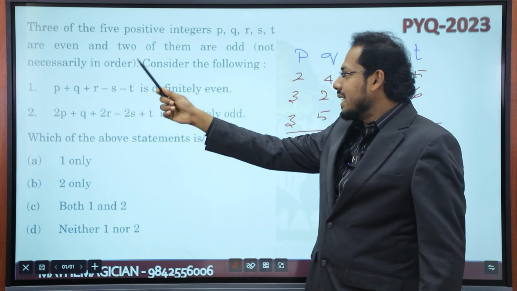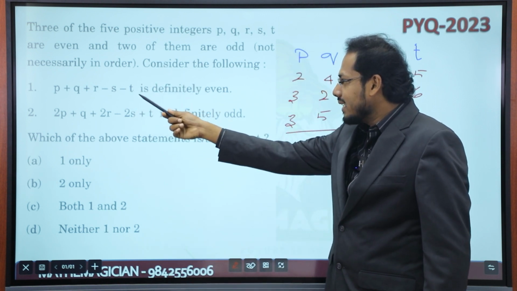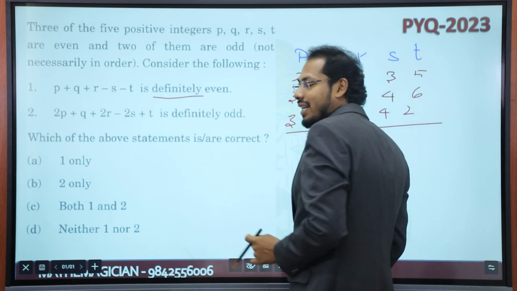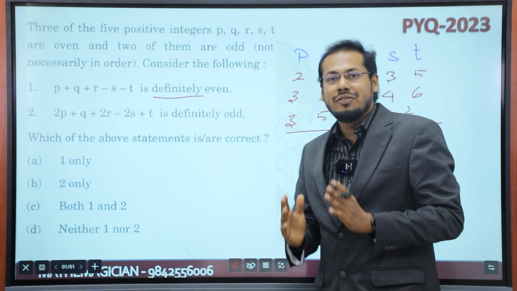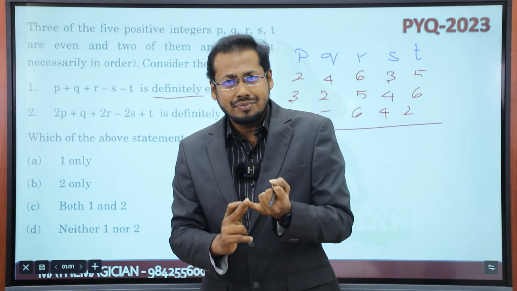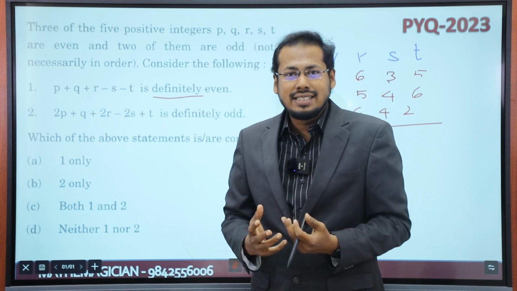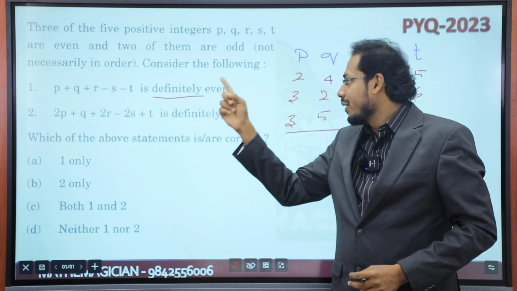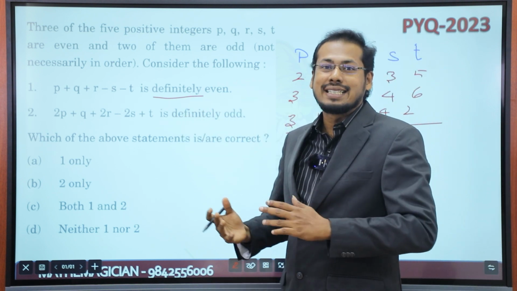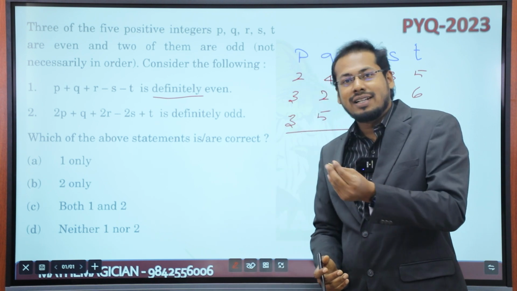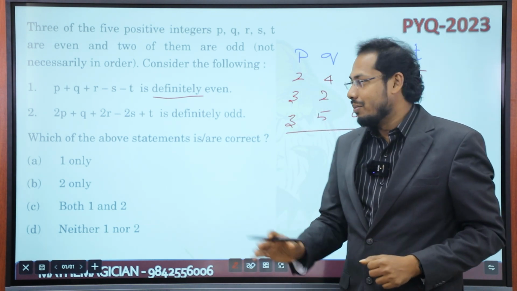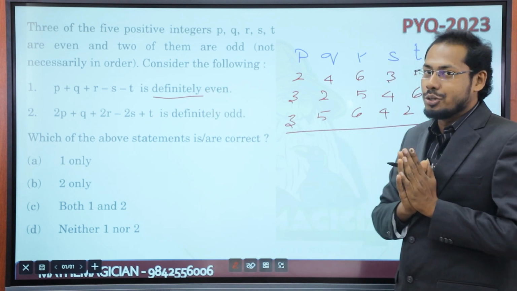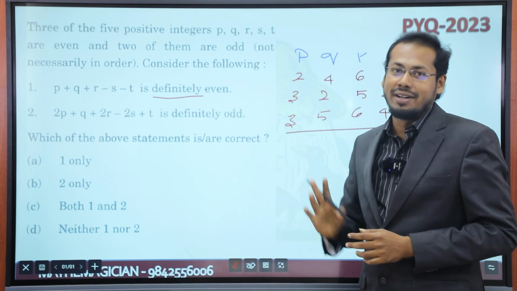First statement: p plus q plus r minus s minus t is definitely even. Look at the word definitely. There are so many words they can use in your exam, and we should concentrate on them. Definitely, must be: these words say that whatever the combination I check, I need to get only even. But if they use can be, any one number giving the even number is enough for us. Here they say definitely, so for all the cases I need to get the same answer. It should not change, I should definitely get even.